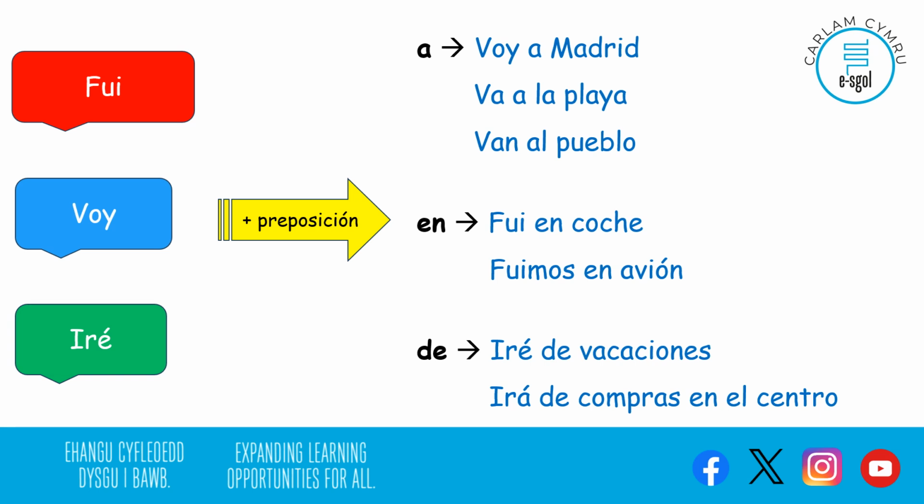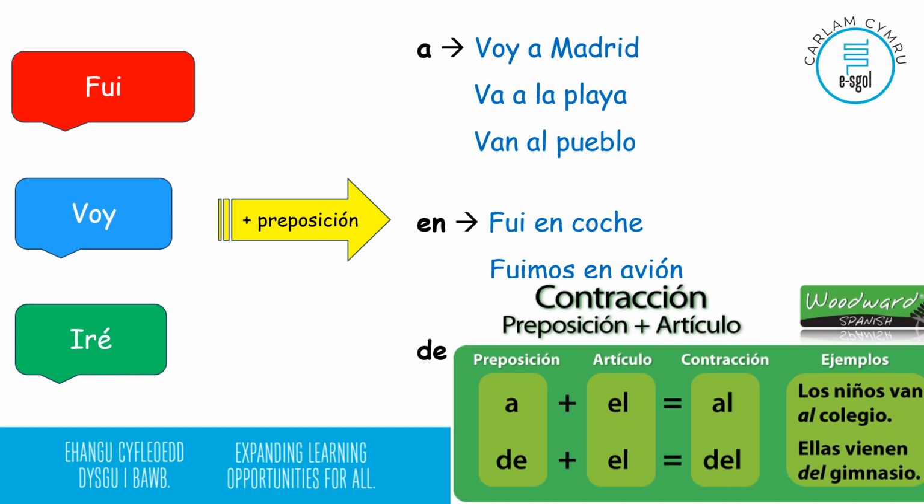Now, to explain a little more about al pueblo, with the preposition a, if it is followed by el, it is difficult to say a el, so it becomes al. For example, los niños van al colegio. Similarly, with de, we can't say de el, or it's difficult to say, so it becomes del, which makes it easier. Por ejemplo, ellas vienen del gimnasio. They are coming from the gym.